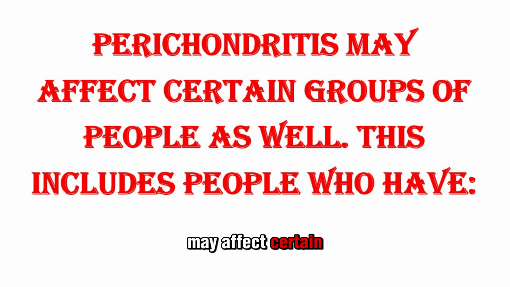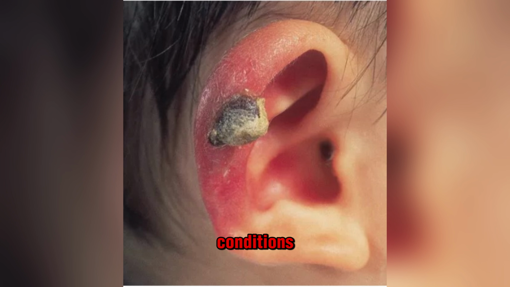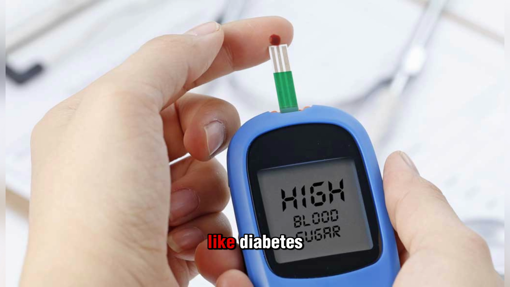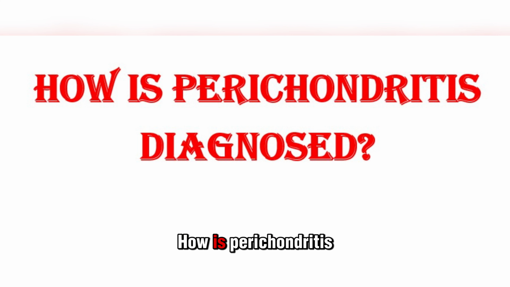Perichondritis may affect certain groups of people as well. This includes people who have: 1. Inflammatory conditions such as granulomatosis with polyangiitis. 2. Weakened immune systems. 3. Conditions like diabetes.